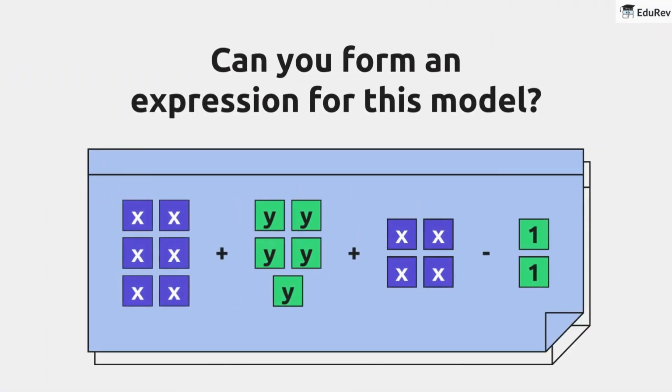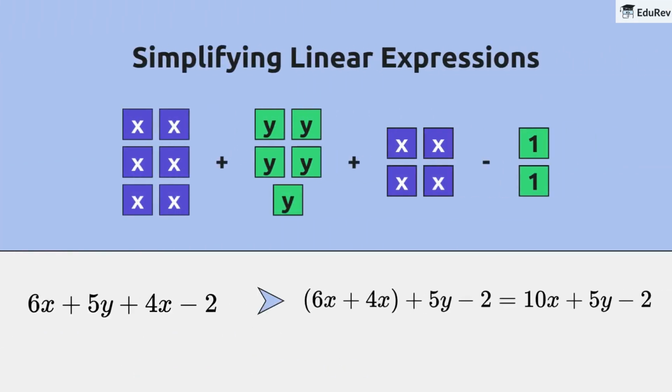Now, let's try to form an expression for this model. 6 tiles contain x plus 5 tiles contain y and plus 4 tiles contain x and minus 2 tiles contain 1. Using symbols, we can represent the tiles like this: 6x plus 5y plus 4x minus 2. When we group the like terms and constants, it looks like this: 10x plus 5y minus 2.